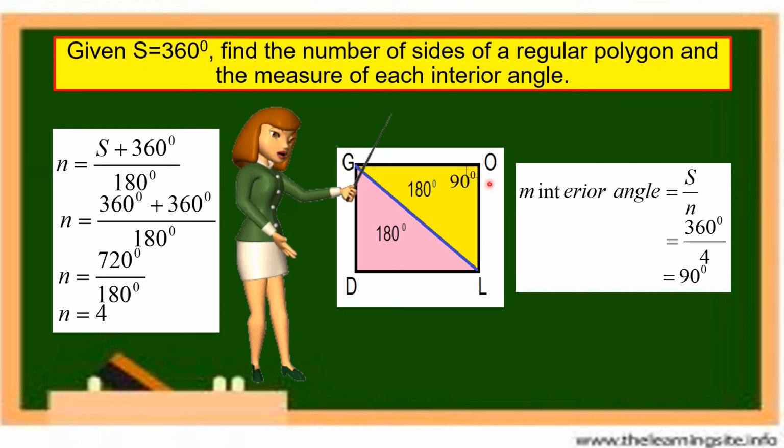So what is the measure of each interior angle of a square? S over N. What is S? 360. 360 divided by 4. And so the measure of an interior angle is equal to 90 degrees. This is 90 degrees.